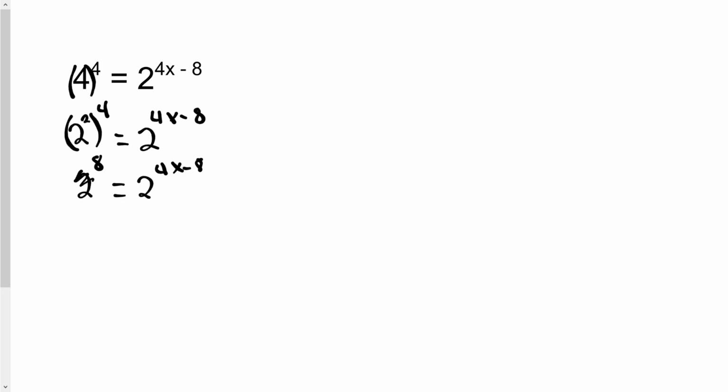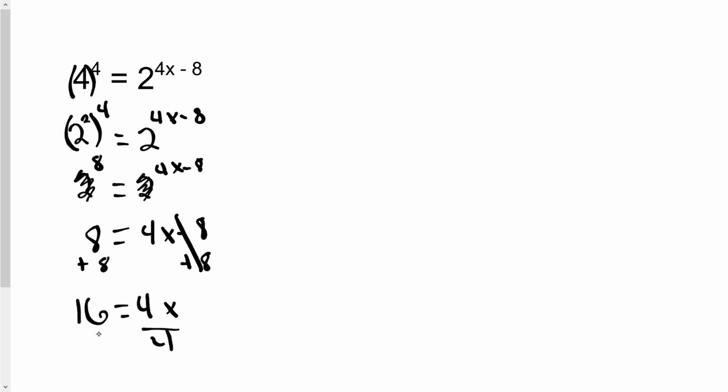Now that my bases are the same, I can rewrite this as 8 equals 4x minus 8. Add 8 to both sides to get rid of the constant. 8 plus 8 is 16 equals 4x. Divide both sides by 4 to get rid of the coefficient. That leaves me with x equals 4.